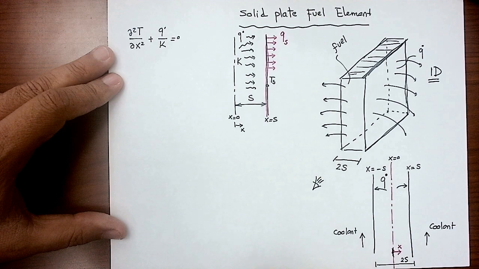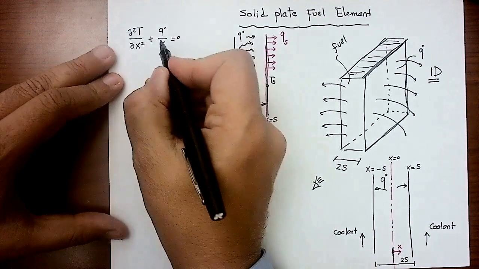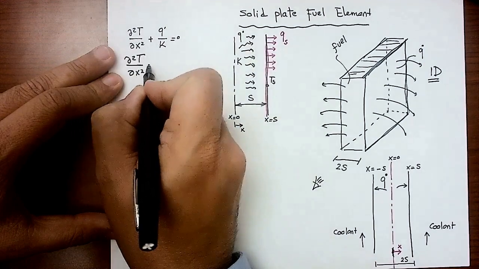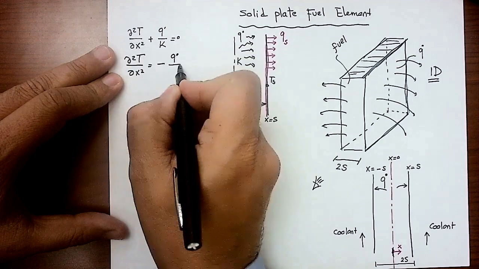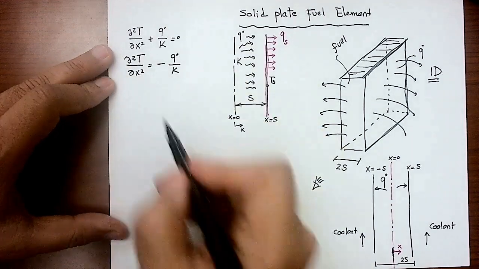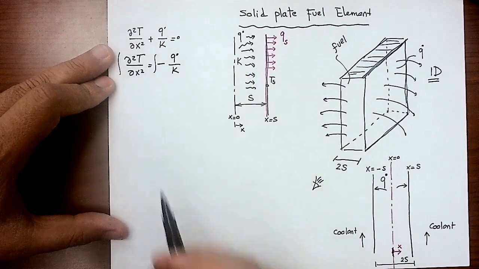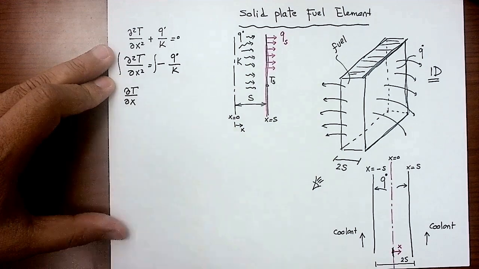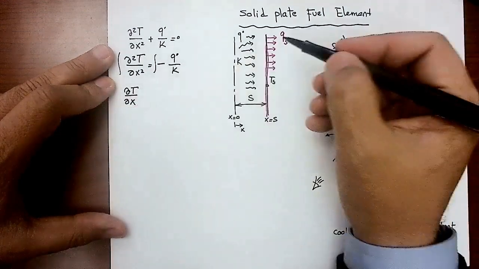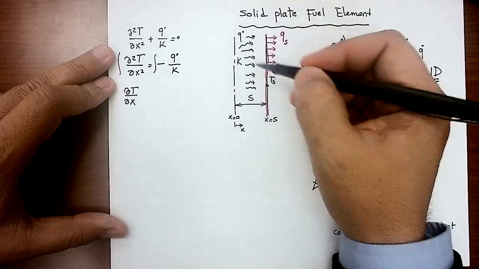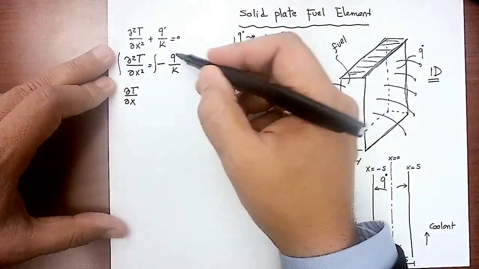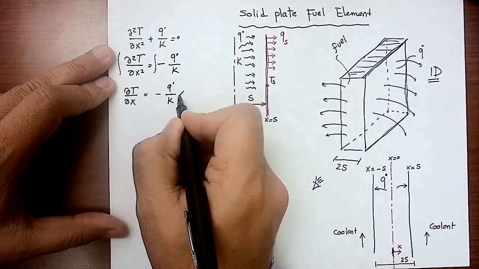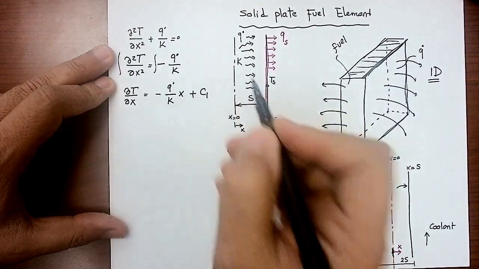How? Very simple. I can take that term to the left side, so partial 2T by partial x squared should equal minus q dot over k. What if I decided to integrate both sides? If you integrate the second derivative, it's going to give you the first derivative. We know that q dot will be a constant value, and K is going to be a constant value. So this is simply a constant value. So this will be minus q dot over k times x. And don't forget the constant of the integration.